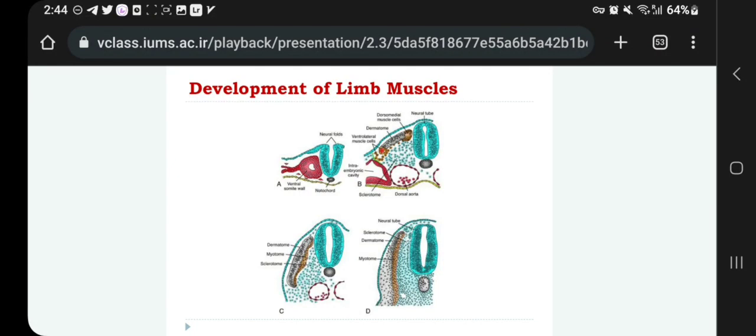The ventrolateral mesoderm immigrate to the lateral plate mesoderm. The cells from the ventrolateral mesoderm that migrate into the adjacent parietal layer of the lateral plate mesoderm form infrahyoid muscle, abdominal muscles, and limb muscles.